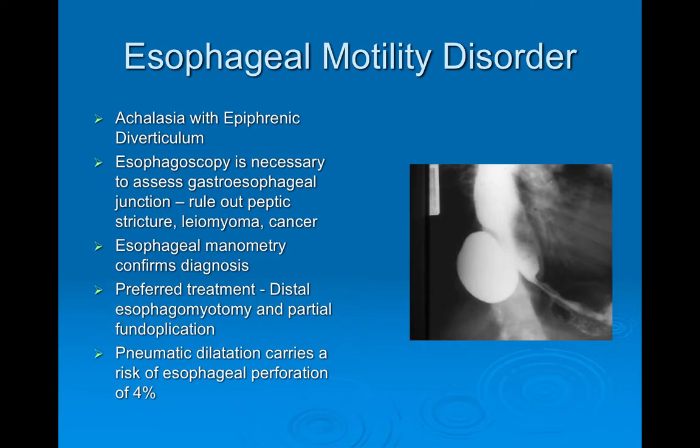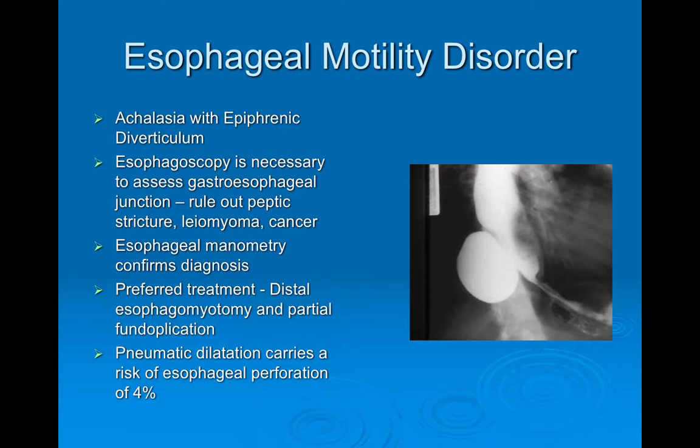This one actually even has this little picture. It shows an epiphrenic diverticulum because of the problem, achalasia. So in order to work it up, you should probably rule out some other things. So that same story that she's telling you, 10-pound weight loss, it's progressive. What else could it be? Probably cancer, but she's kind of young.